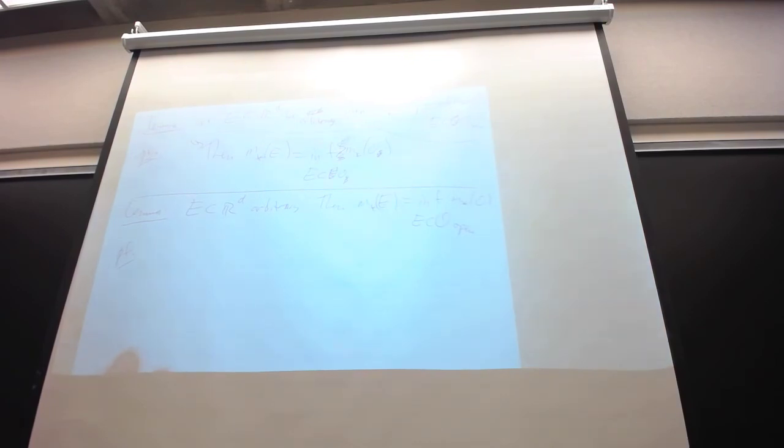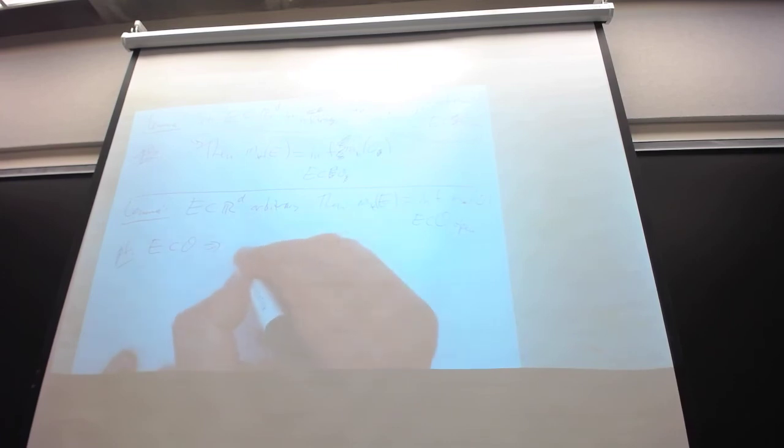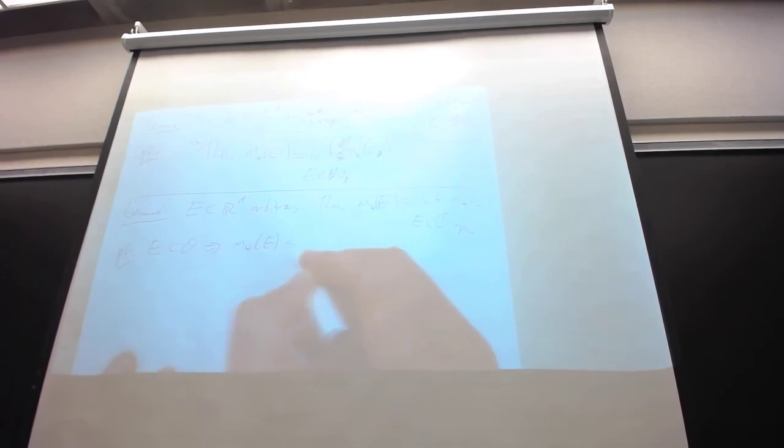Again, one direction is trivial. E is contained in O implies the inequality, since we proved monotonicity already for arbitrary sets. So we need to prove the opposite direction.